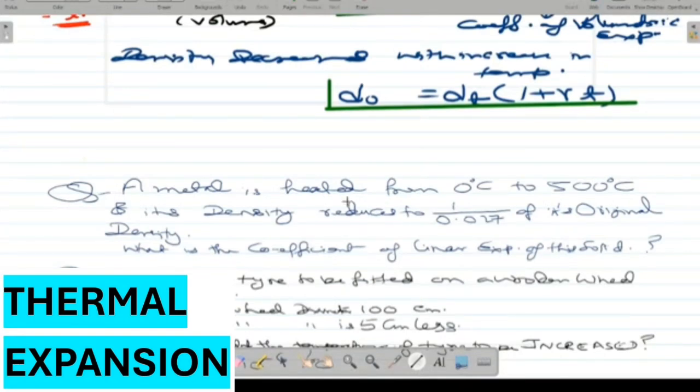A metal is heated from 0 degree centigrade to 500 degree centigrade and its density reduces to 1 by 0.027 of its original density. What is the coefficient of linear expansion of this solid? So students, they are asking for the coefficient of linear expansion. It will not be linear, because the density will always be in the volume part. So this is a misprint in the question. So forget about the linear. What is the coefficient of expansion of this solid?